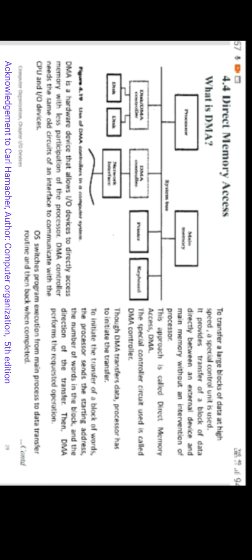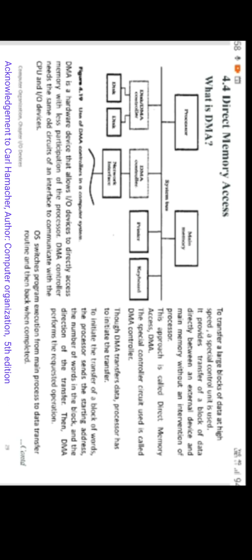For that, it sends to the concerned DMA controller the starting address in main memory where the data is to be read or written, then how many words of data are to be transferred, and the direction of transfer, that is whether it is a read or write operation. Read operation means the data is transferred from main memory to external devices. Write operation means the data is transferred from external devices to main memory.